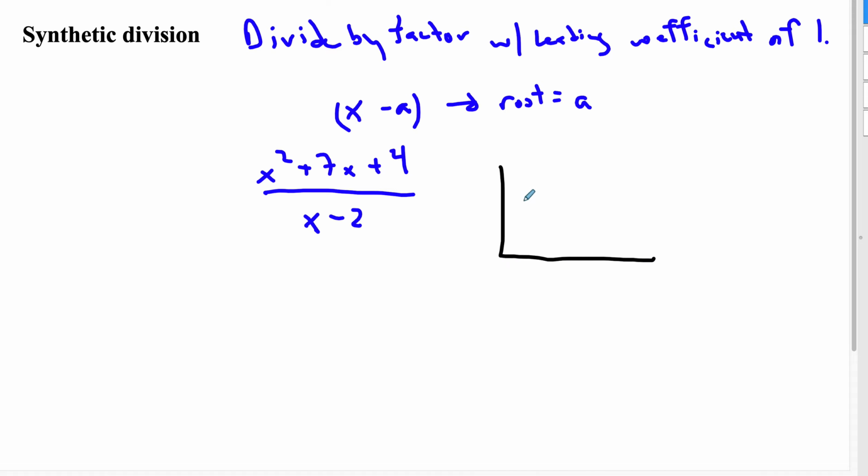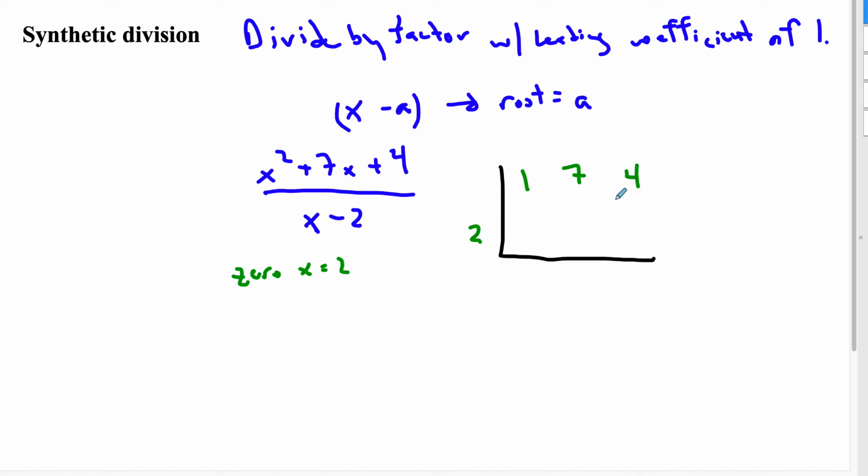What we're going to do is list off the coefficients of what we're dividing. That's a lead coefficient of 1, and then a positive 7, and a positive 4. And then we're going to put down here the root that is represented by the factor. We're dividing by x minus 2, so that means the root is x equal to 2. So we're going to put a 2 there. This is kind of important. I don't put a negative 2, I put a 2, which is the root of the factor. We'll do some more examples.